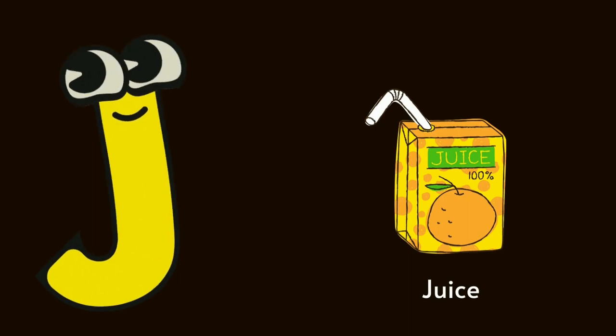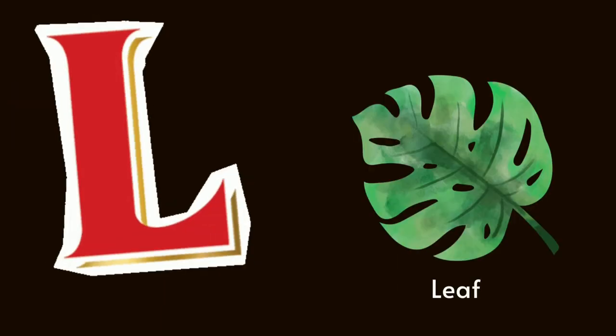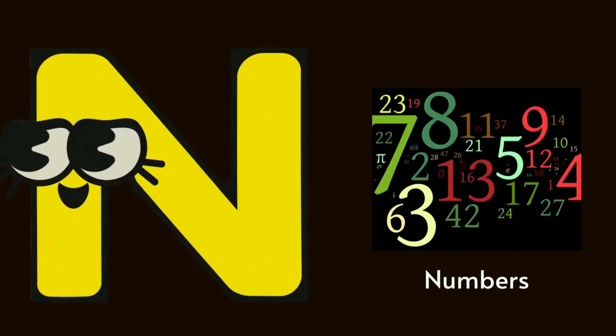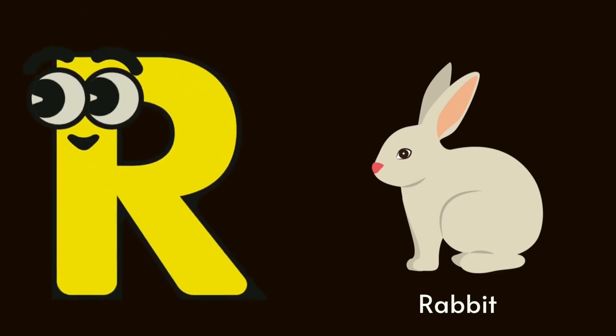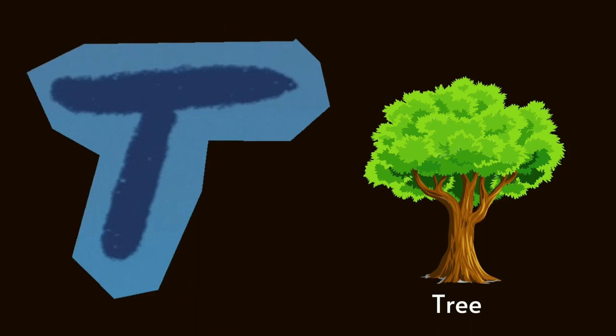J for juice. K for kite. L for leaf. M for monkey. N for numbers. O for orange. P for peace. Q for question. R for rabbit. S for sunflower. T for tree.